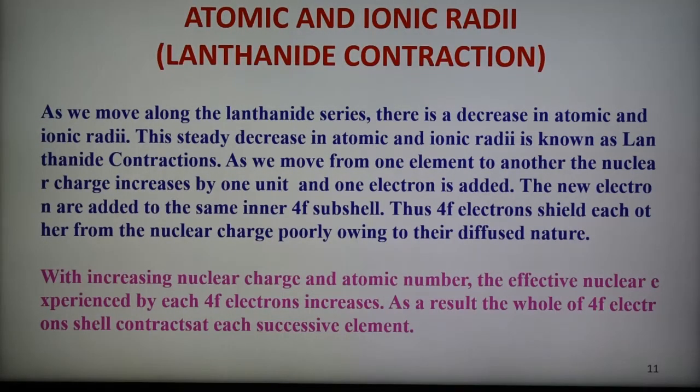Next is the important property of the lanthanide series, known as atomic and ionic radii. This atomic and ionic radii property is also known as lanthanide contraction. As we know, atomic and ionic radii both decrease slowly and gradually from lanthanum to lutetium.